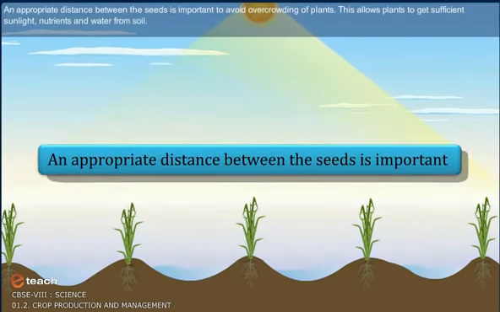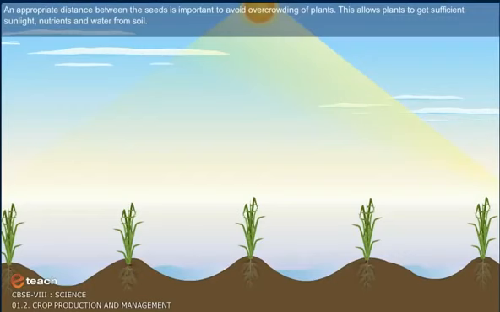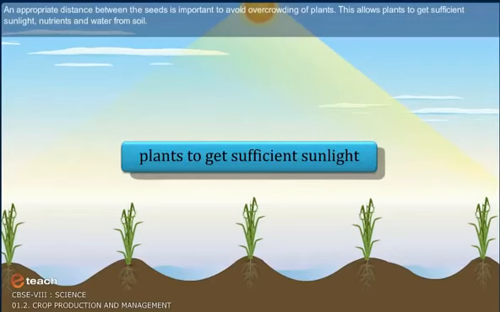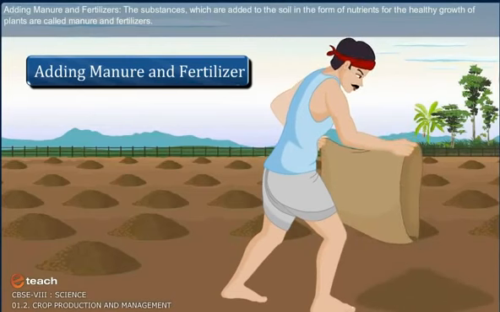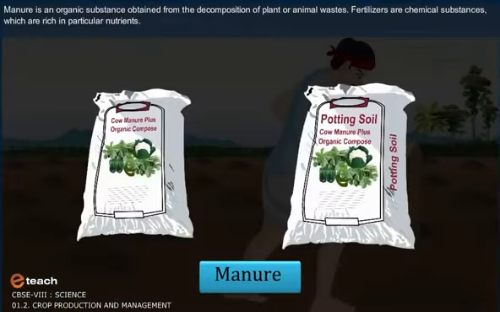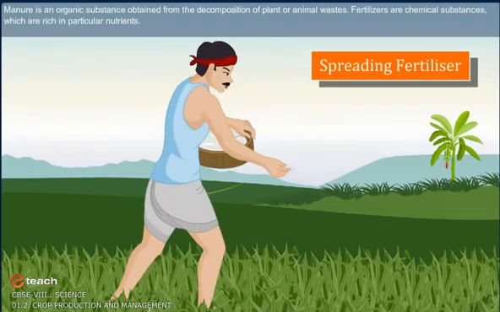An appropriate distance between the seeds is important to avoid overcrowding of plants. This allows plants to get sufficient sunlight, nutrients and water from the soil. Adding manure and fertilizers. The substances which are added to the soil in the form of nutrients for the healthy growth of plants are called manure and fertilizers. Manure is an organic substance obtained from the decomposition of plant or animal wastes.